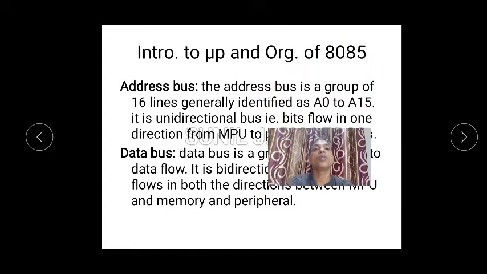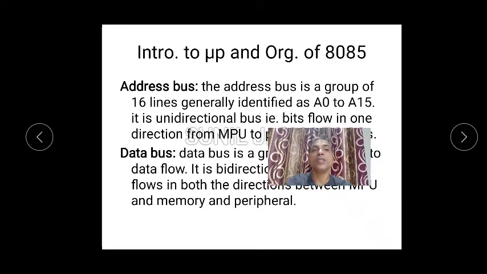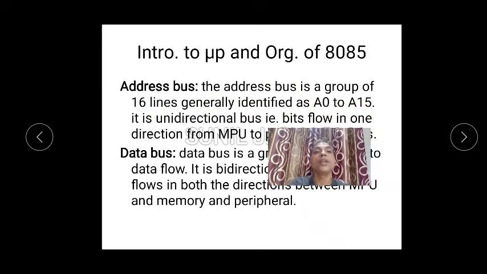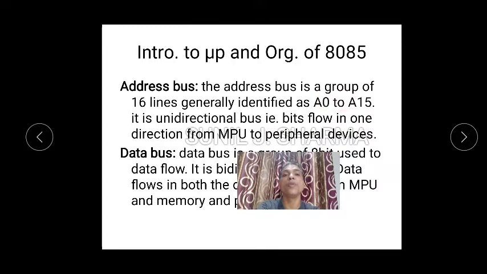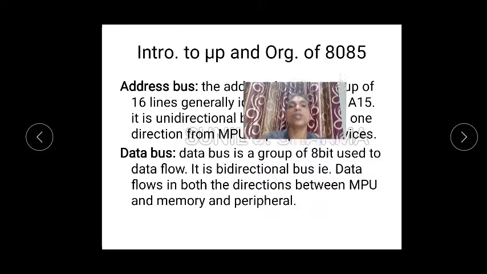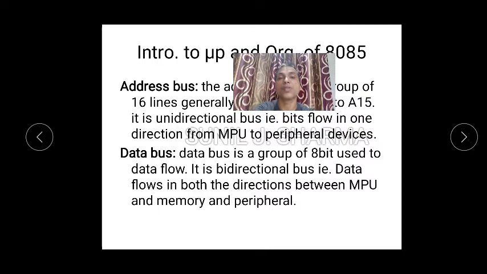Now there are two very important buses, that is the address bus and the data bus. I think in the previous session also we have seen the address bus. The address bus is a group of 16 lines or wires identified from A0 to A15. It is unidirectional, that is only in one direction. Bits flow in one direction from the microprocessor unit to the peripheral devices.